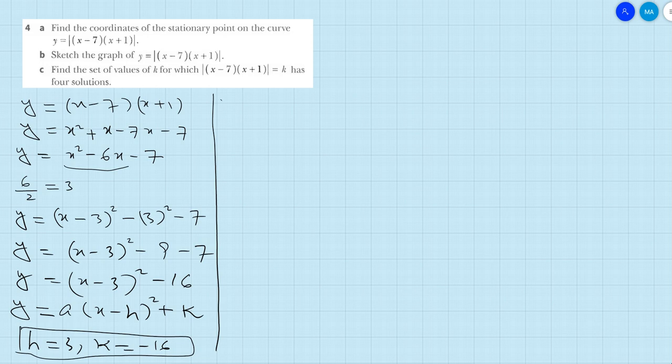Absolute valued function means the value of k is always positive, because the part which is below the axis is not required. So the stationary point, this is part A, is x is 3 and this minus 16 should be plus 16. This is our final answer. Hope you understand. Come to part B.